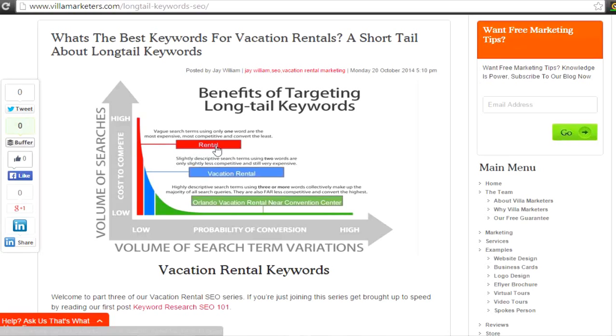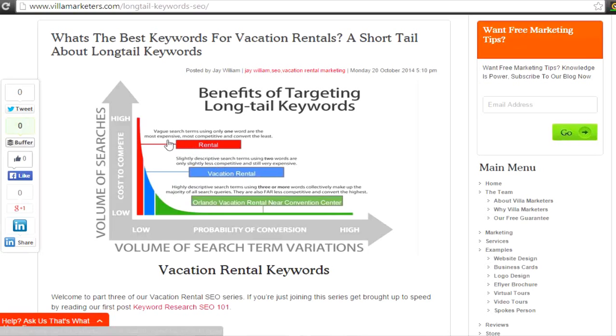So let's start with this one right here in this red box here. And the search term is rental. It's a very vague term. It could mean vacation rental, but it could also mean car rental. It could mean a power tool rental or suit rental. It could mean a lot of different things. So going with something like this is very vague, and this is not recommended.